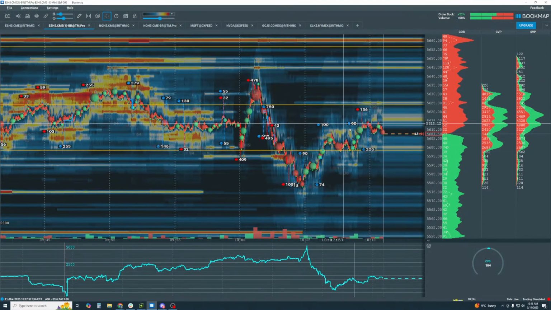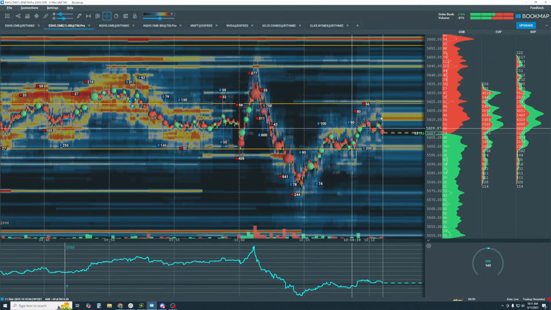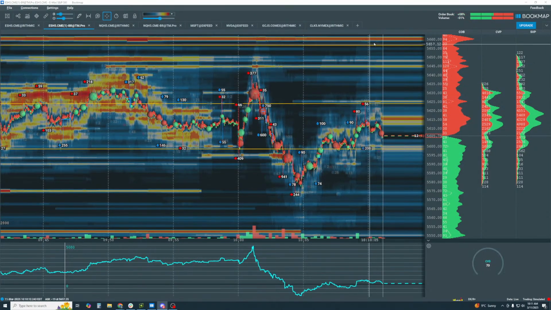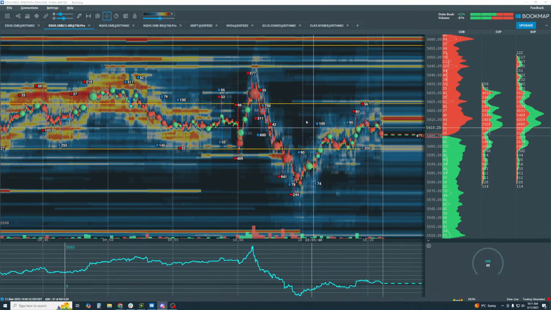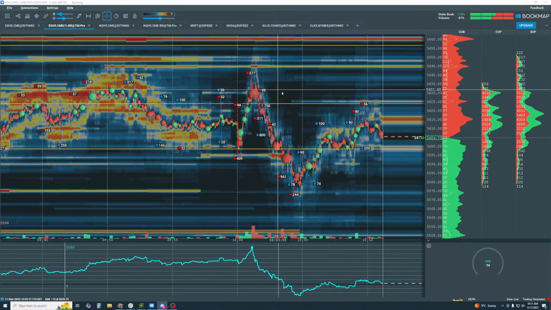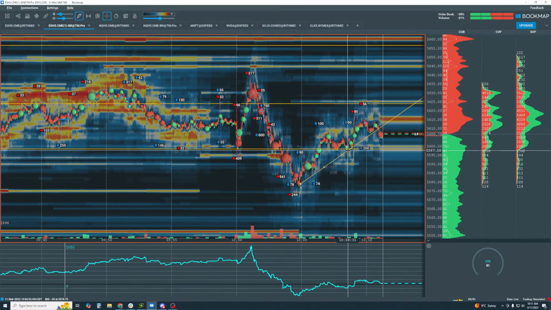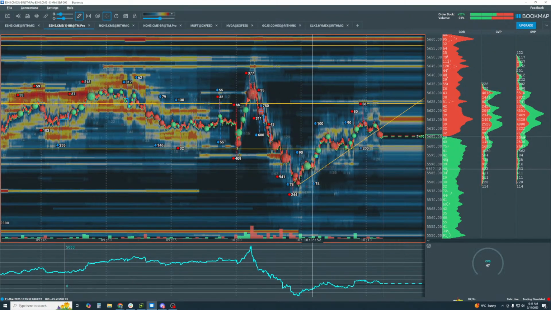So anyway, we'll look for the next opportunity. Let's jump in and take a look. Higher time frame, and also maybe a potential opportunity right now. Let's take a look here.